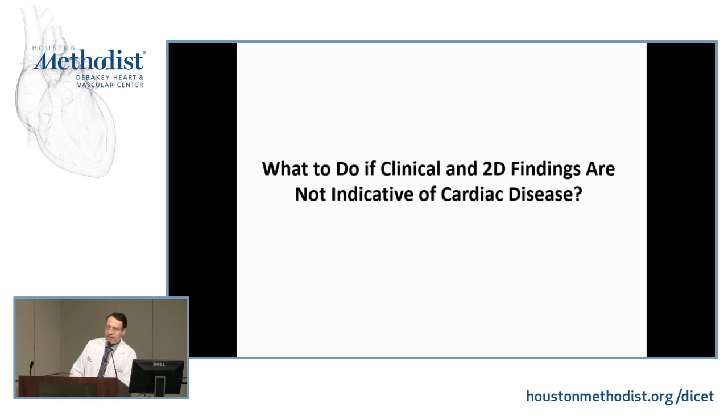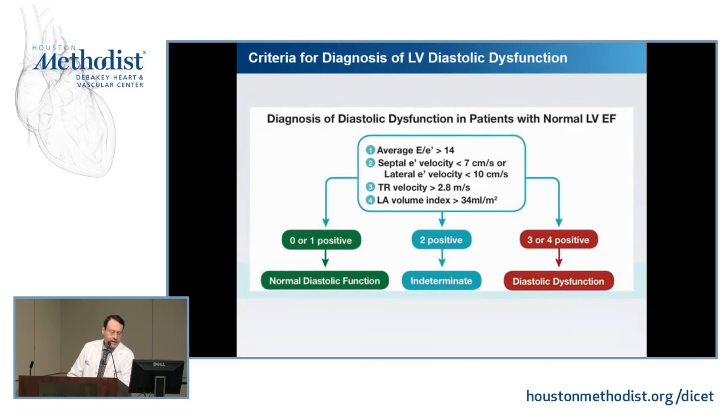So now we have gone through that exercise. I looked at the clinical info, I looked at the 2D findings, I looked at the Doppler signals that have been acquired, I looked at these 4 specific signals we talked about, and nothing is pointing me in any direction what to do. So now let us look at these 4 signals. The E prime velocity on the septum, the lateral wall, the average E to E prime ratio, the peak TR velocity, and the LA volume index.